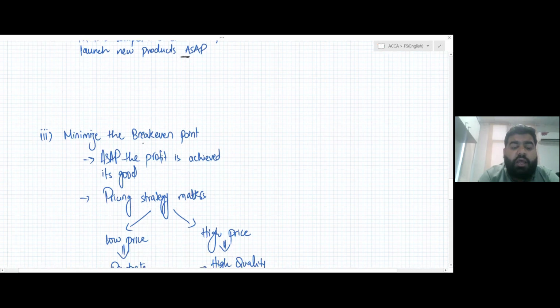And the third point is minimize the break-even point. What is the break-even point? In the basic lectures we have discussed, the break-even point is the point at which you convert from loss. You basically have a loss and you convert to profit; at that point your loss is recovered and now your loss is zero, and you are shifting towards profit.